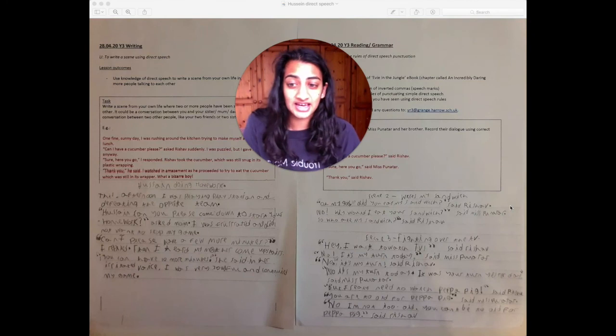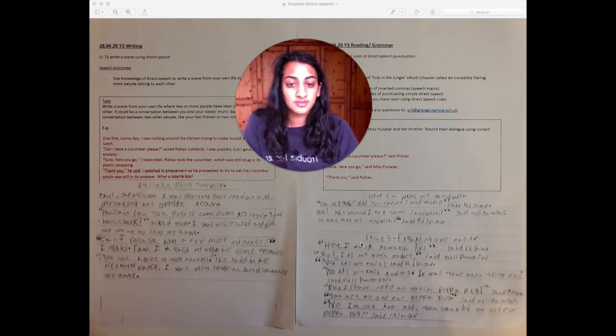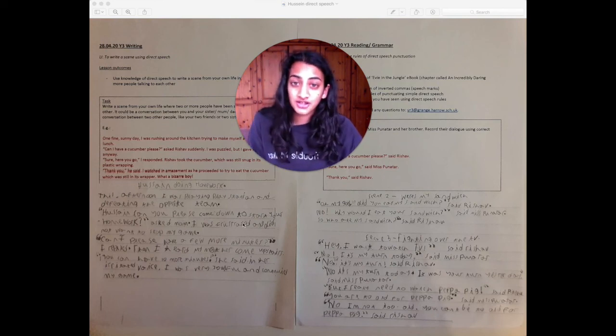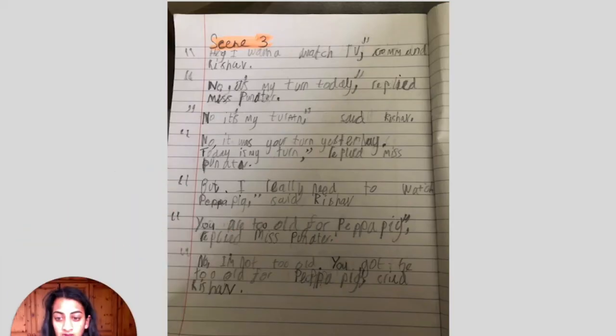Not only that, but he's also remembered that each different person's speech starts on a new line. Remember, new line, new speaker. So this was a really, really excellent job of transcribing, and then you can see that in his own work, he's managed to apply the same skills. He's done some direct speech of his own. So well done, Hussein. I was really impressed with this piece of work, and I hope that you continue writing direct speech just as accurately as this.